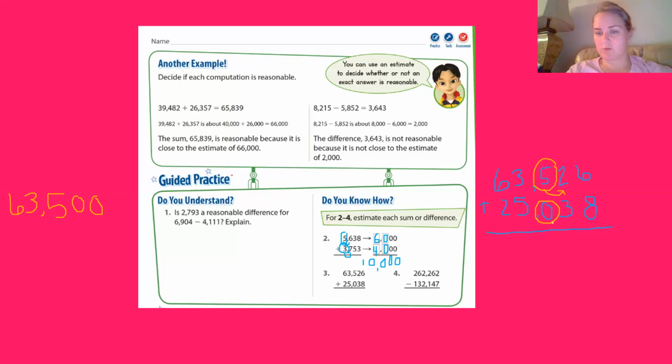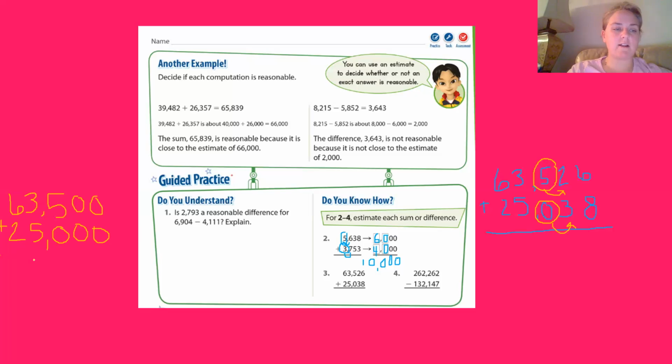And now let's look at the next one, the number on the bottom. So I look next door. If the number is 4 or less, I let the circled number rest. So that means the 0 is going to stay the same. So I'm still adding, put my addition sign, and then it's 25,000. And the 0 stays the same and everything after it becomes zeros.